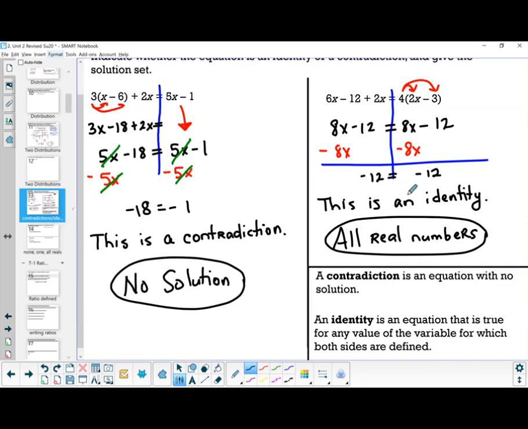Whenever you have a special case like this where your variable disappears, you can't solve for the variable. It's gone. It goes to 0. You must make an interpretation based on what's left. It's either going to be a true statement, that's an identity, or it's going to be something that's false, that's your contradiction.